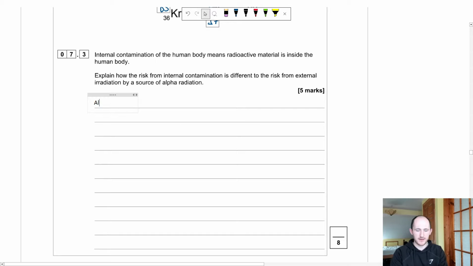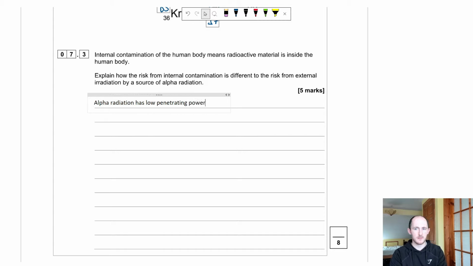So, alpha radiation has low penetrating power and therefore is stopped by the skin, which is completely fine. So if you want, you can write it's low risk. You don't have to, but I want that for your understanding. However, internally, or let's say inside the body, alpha radiation is absorbed by organs or living tissue.